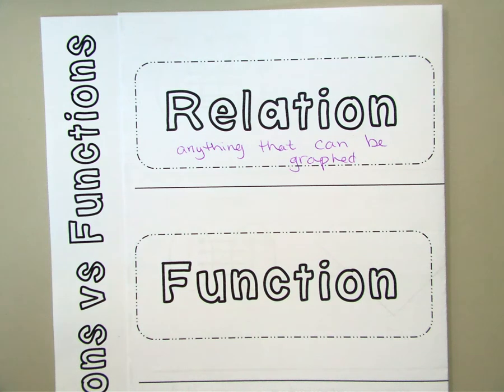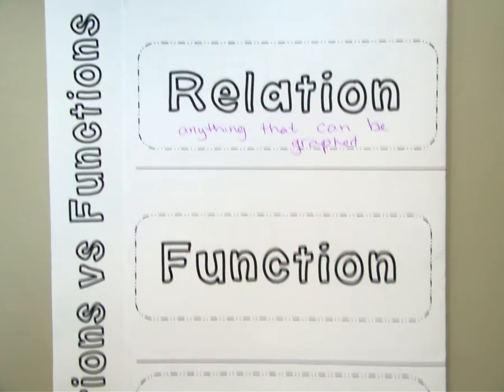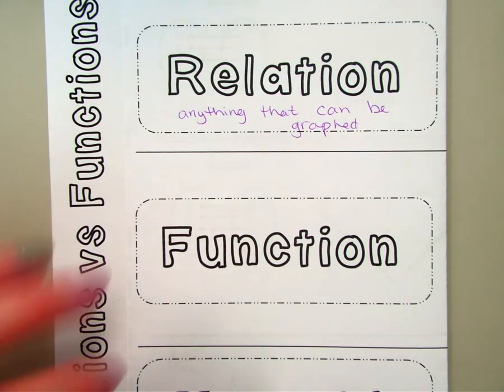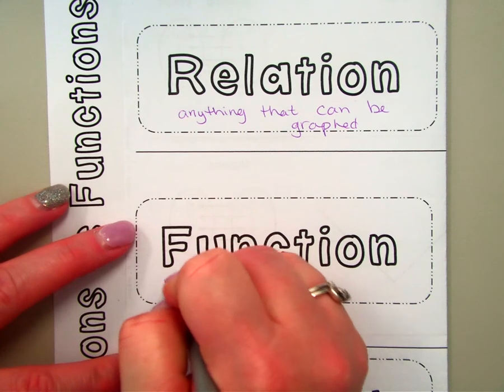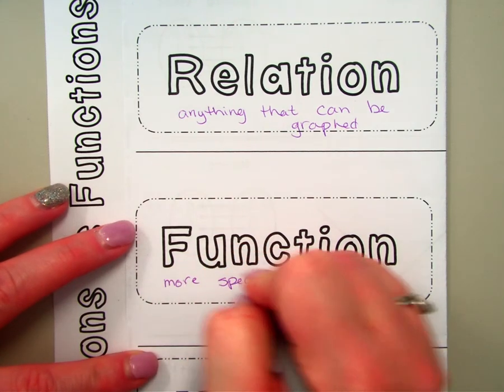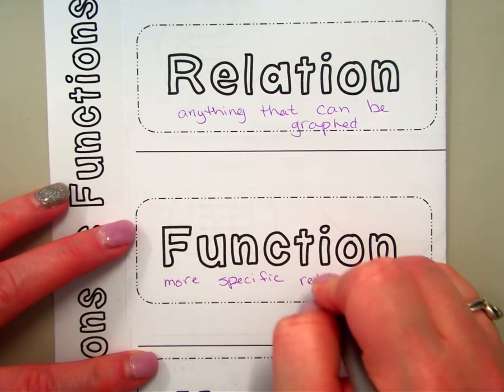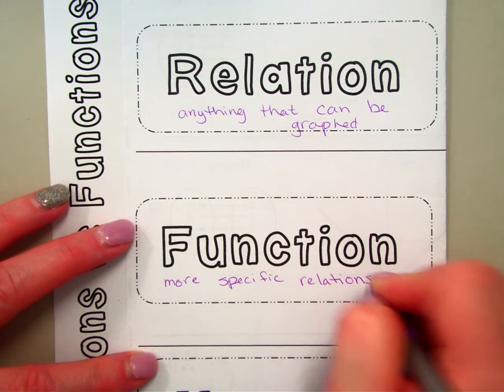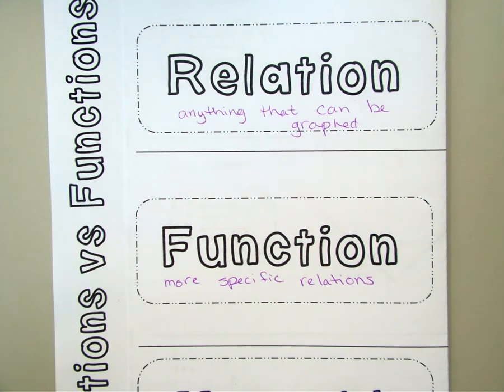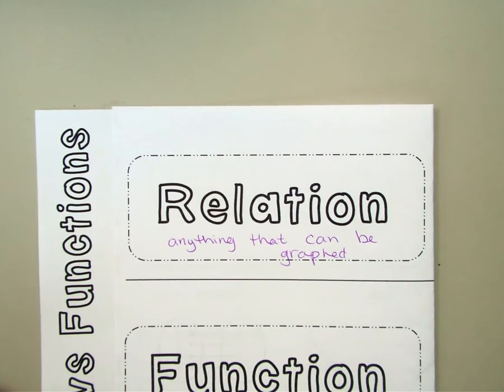So then we get into the functions. The functions are a big part of our curriculum. And functions are just more specific relations. So we just take our relations and we are getting a little bit more specific with it, and we're looking at certain types of relations. They're still relations, it's just they fit into a little subcategory, making them functions instead. So let's take a look at it. There's several different ways to be able to recognize our relations and our functions.